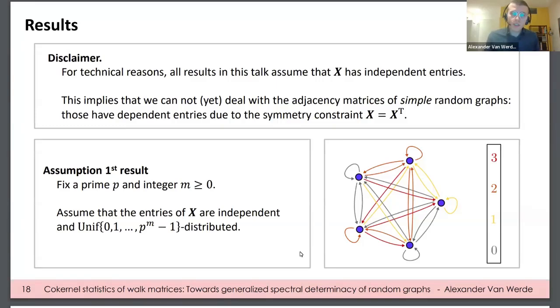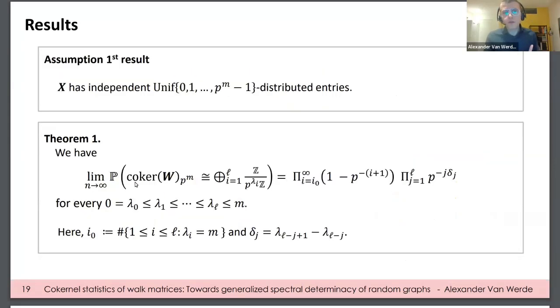Now, in this setting, which is of course very nice because I made some strong assumptions, we can give a very nice result, or we can very explicitly describe what the cokernel is going to behave like. In particular, recall that we care about this quotient of the cokernel modulo p^m. Now, this is an abelian group, and since we have quotiented by p^m, it's always going to have the following shape. It will be a direct sum of Z mod p^(λ)Z, where these lambdas are at most m.